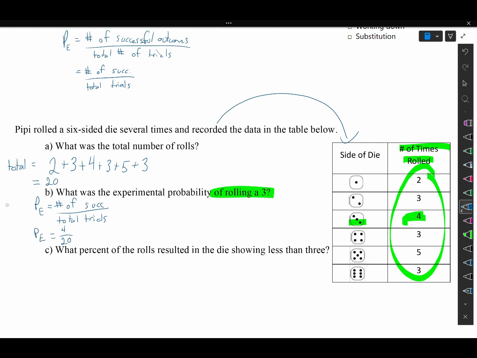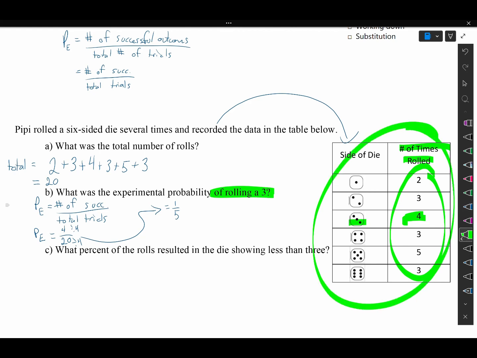You have just calculated your first experimental probability. Can we reduce this fraction? 4 over 20, absolutely. We can divide the numerator and the denominator each by 4. We'll end up with 1 out of 5. That means for every 5 rolls Pippi rolled her dice, she observed rolling a 3 one time. We would expect to roll a 3 every 5 times that we roll the dice on average, if this pattern is to continue.